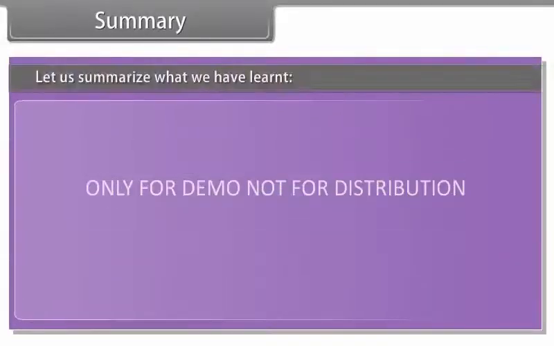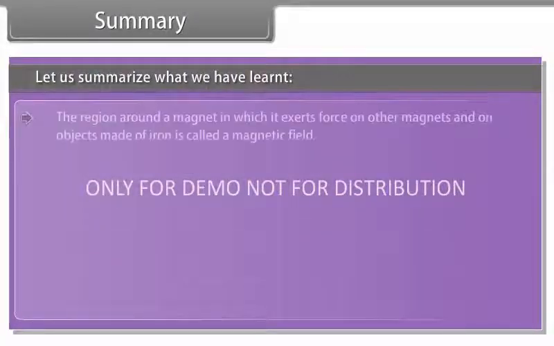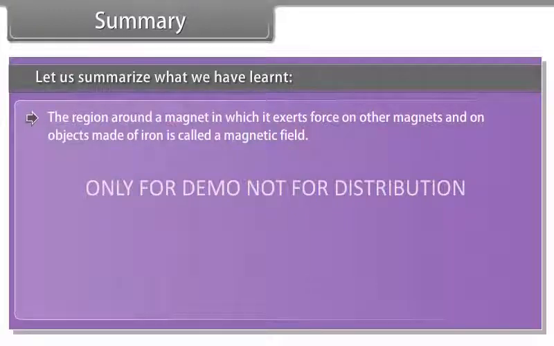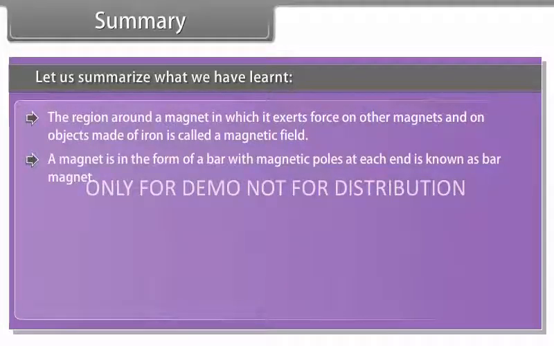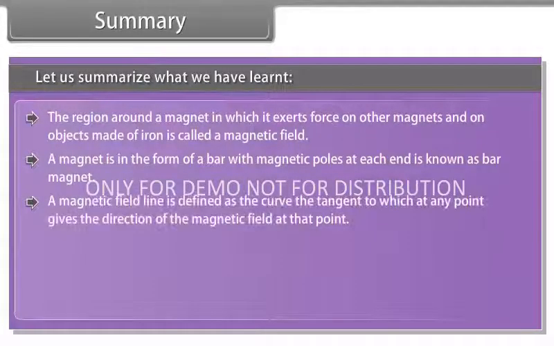Summary. Let us summarize what we have learned. The region around a magnet in which it exerts force on other magnets and on objects made of iron is called a magnetic field. A magnet in the form of a bar with magnetic poles at each end is known as bar magnet. A magnetic field line is defined as the curve, the tangent to which at any point gives the direction of the magnetic field at that point.